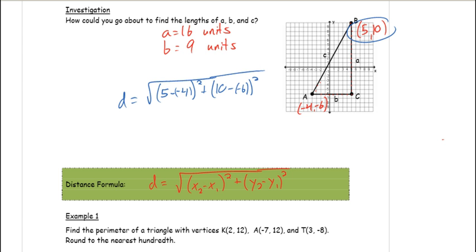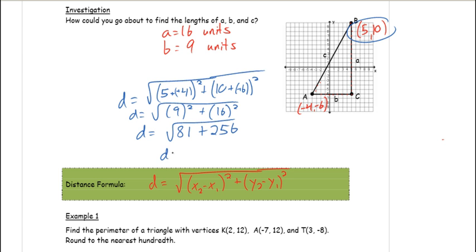Use your parentheses. Follow your order of operations from here. D equals the square root of, minus a negative makes it plus a positive, so it becomes 9 squared plus a positive 16 squared. So we're going to have D equals the square root of 81 plus 256. So D equals the square root of 337, which is approximately 18.36 units if you round it.